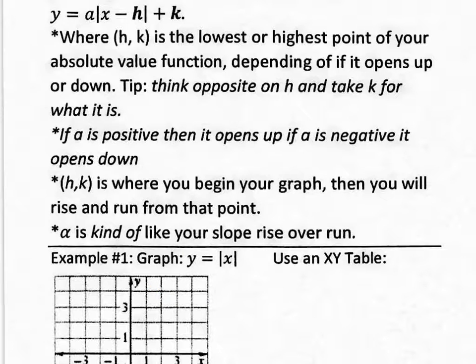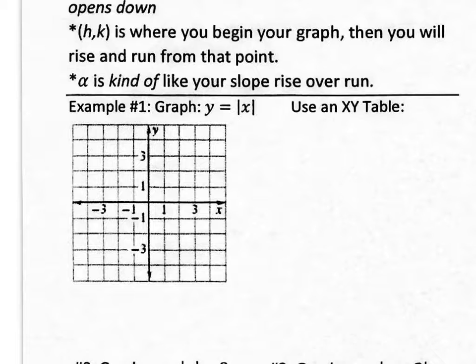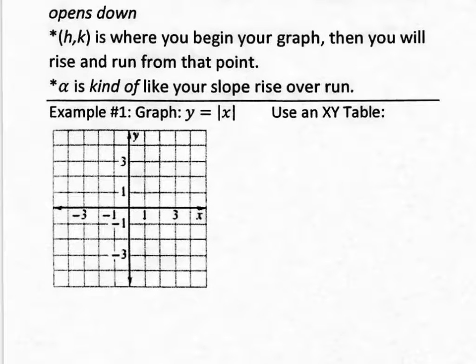Okay? H and k, like I said, that we just identified, it's super important. Why? Because that's where you begin your graph. You go to your h and k coordinate and you put a dot right there. And from that point, you're going to rise and run. And you're thinking, wait, I don't see m. Where's my m value? Where's my slope? Rise and run. Well, a is kind of like your slope. Rise over run. Okay? So let me ask you this. What would my h and k value be right here on this one?